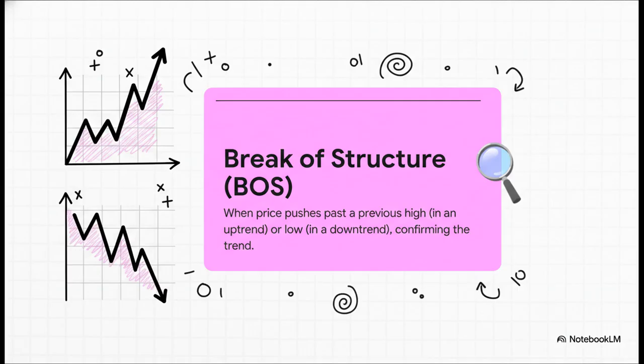So you might be asking, how do we know a trend is still trending? Well, we watch for something called a break of structure, or BOS for short. This is that super important moment when price smashes past a previous high in an uptrend or a previous low in a downtrend. It's basically the market shouting, hey, the momentum is still going this way.